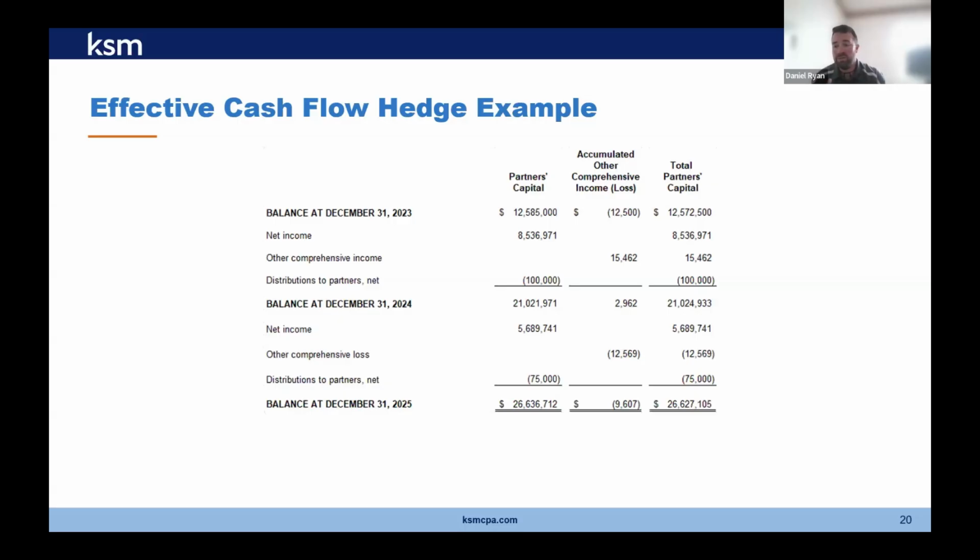Once these derivatives mature and are exercised or liquidated, whatever the case may be, those items, similar to the fixed income, will be reclassed into the earnings column on this equity statement.